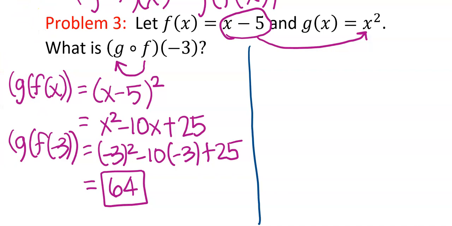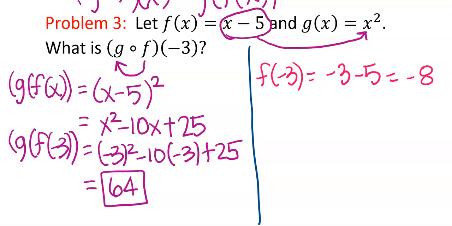Okay, what if instead of going through all of this, we plug in the -3 right away, because that's what it wants us to do anyway. So I'm going to find out what is f of -3, which means anywhere there's an x, plug in a -3. And I get -8. Now, what the composite tells us to do is I want the answer from the first one plugged into the second one.